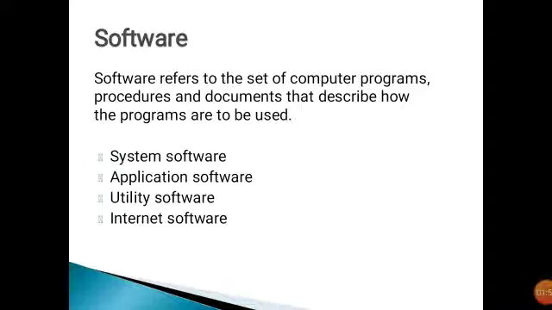The other part of a computer is the software. Software refers to the set of computer programs, procedures, and documents that describe how the programs are to be used. These are categorized into system software, application software, utility software, and internet software.